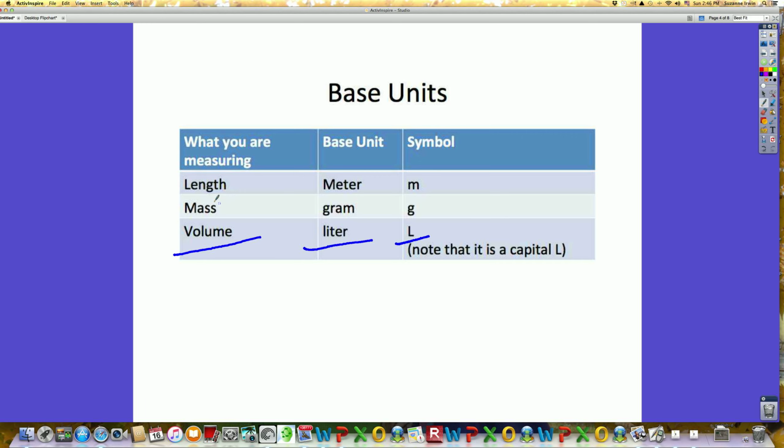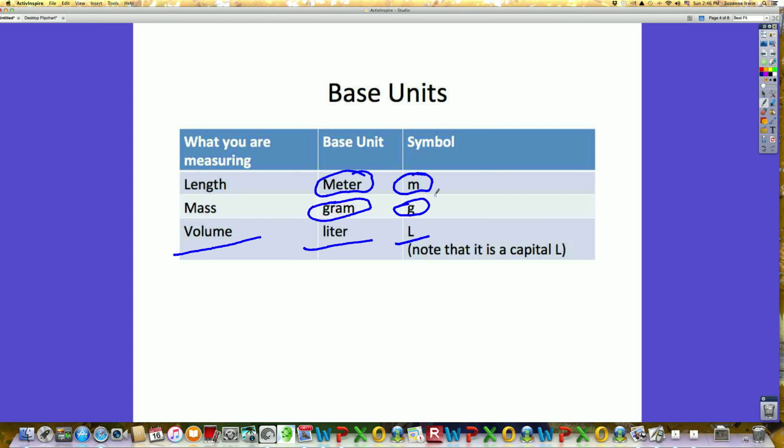If we're going to measure something's mass, and we talked about mass in the previous lesson, mass is the amount of matter or stuff in something, then we're going to use the gram as our base unit. The symbol for the gram is g. If we're going to measure the length of something, we're going to use a meter as our base unit, and the symbol for the meter is a small m. The fact that this is a small m is important because a big M means something different in science. The fact that this is a small g is important because a big G means something different.